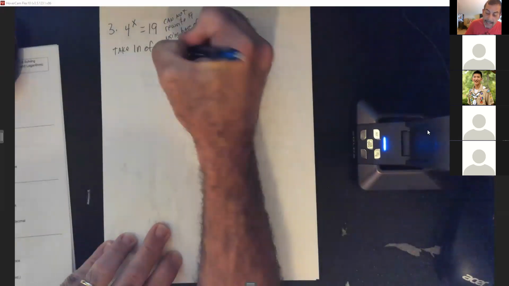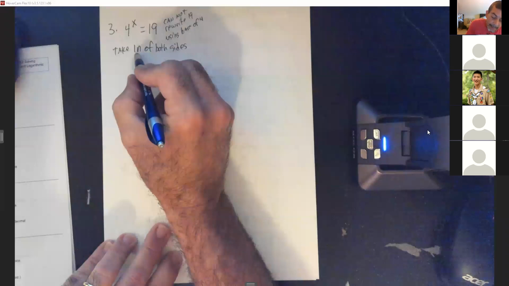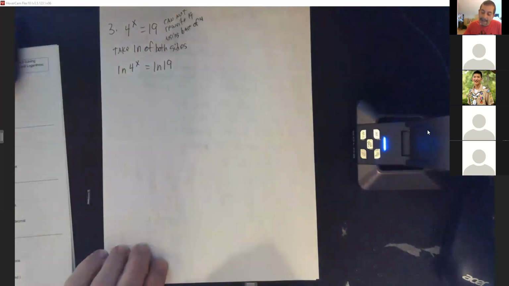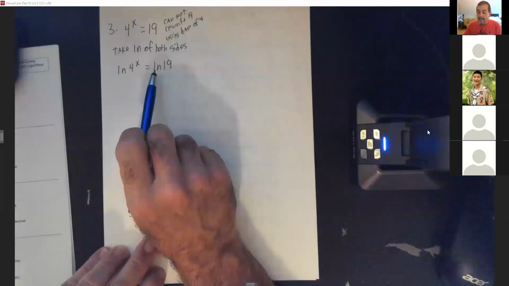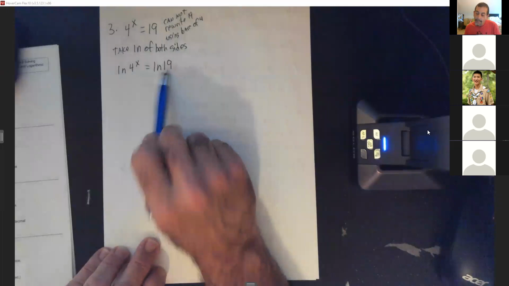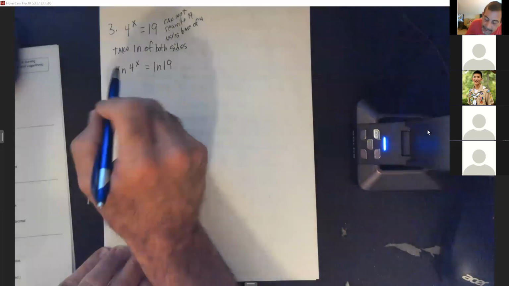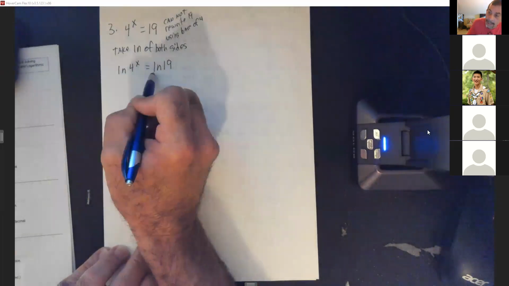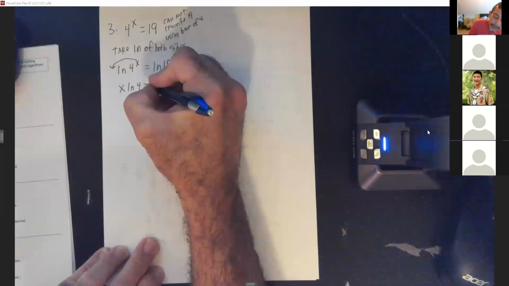So remember, that's ln, not in, okay? So that'll give me a ln of 4 to the x equals a ln of 19. And see, now you see that when I do something to one side, I still got to do it to both sides. The reason I wanted to do that is because now this exponent up here, since it's written like a log or a ln, I can move my exponent down to the front using the power rule. So that'll give me x times the ln of 4 equals ln of 19.